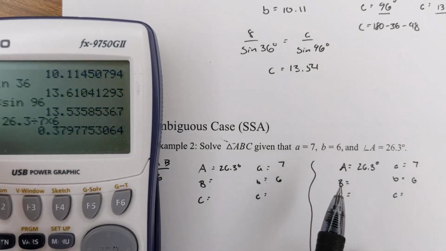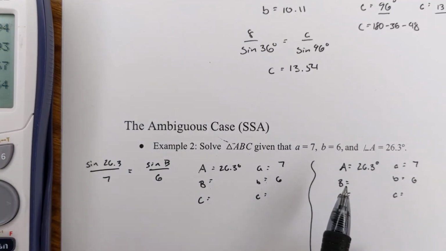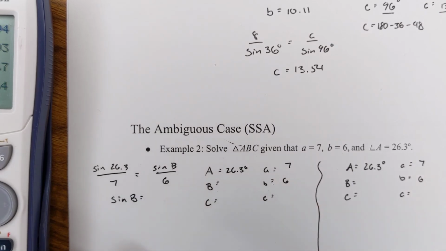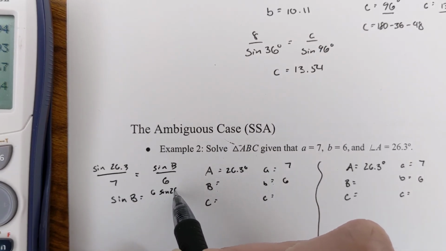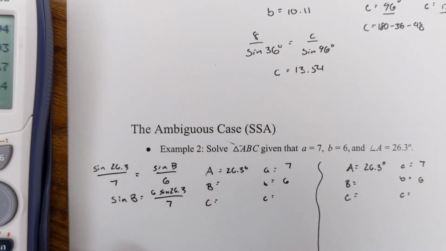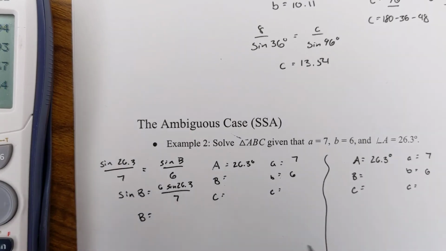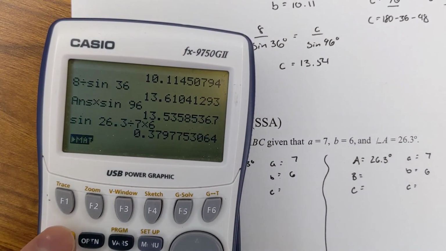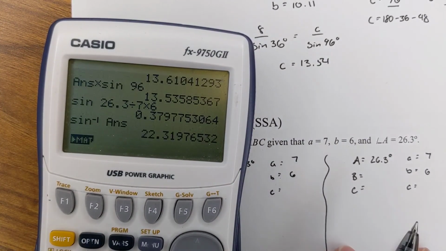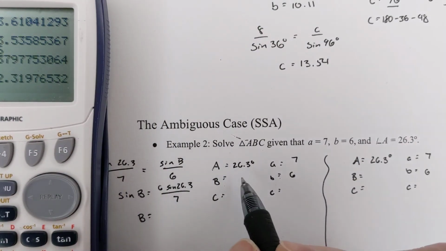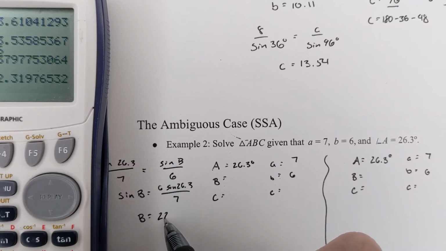I get this decimal number. But that's not my angle B. When I do that, that's what sine B is equal to. So multiply 6 across. So what I actually need to do is take the inverse sine of this decimal number. So the angle is actually 22.32 degrees, or we'll call it 22.3 since we have a tenths place here. So 22.3.